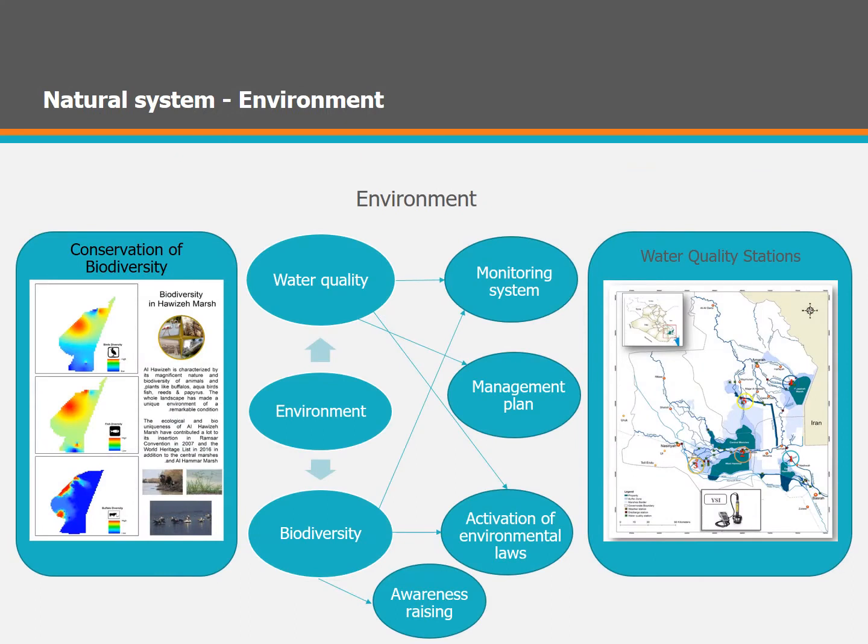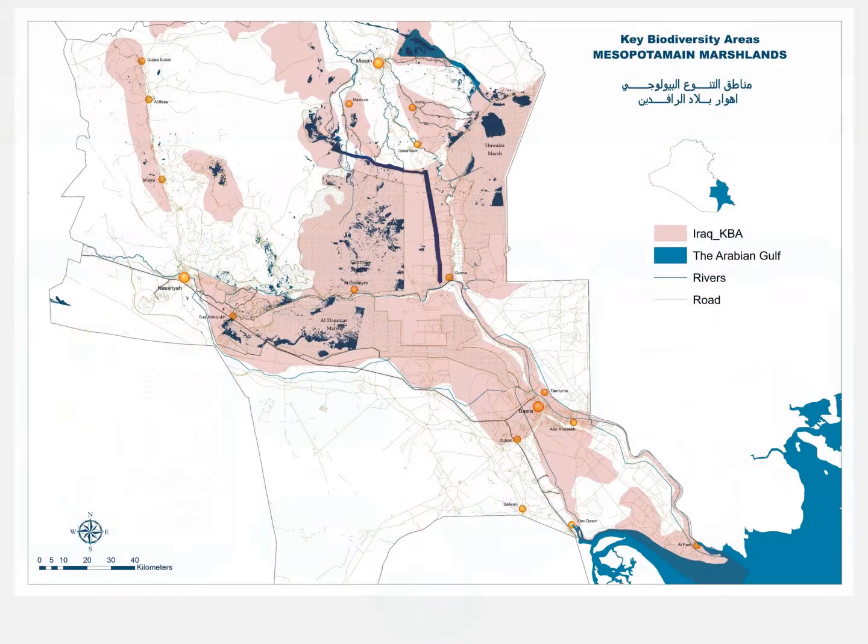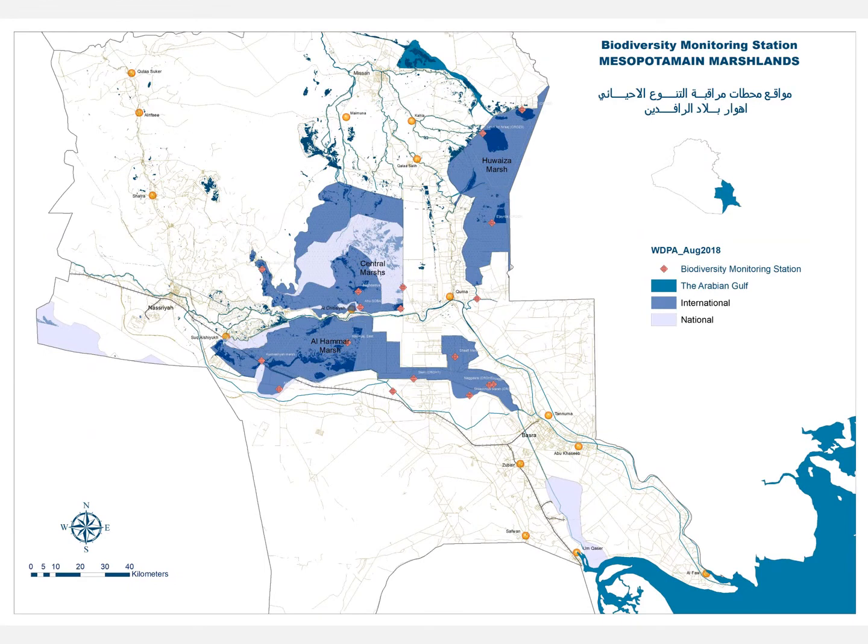The environment is also an important part of the natural system of the marshlands. There are 2 areas of environmental focus: water quality and biodiversity. The graph shows the different instruments supporting both. Biodiversity is monitored throughout the marshlands. Stations are located throughout the area, as can be seen on the map, on which stations are indicated by a red diamond-shaped point.